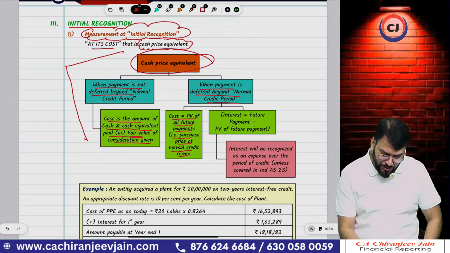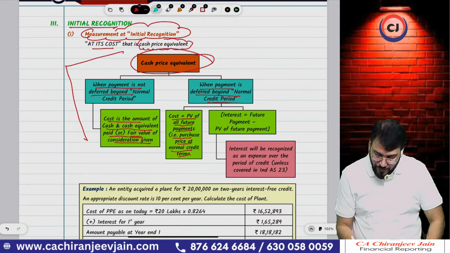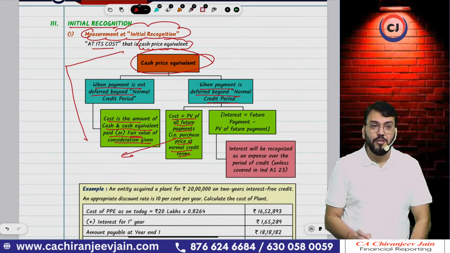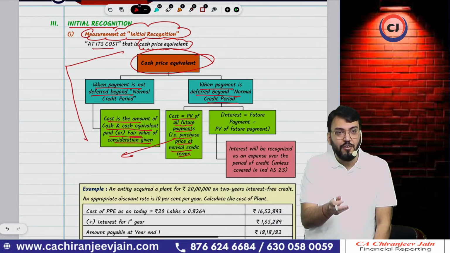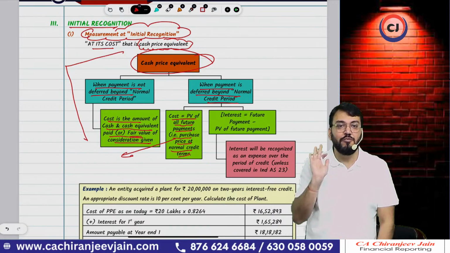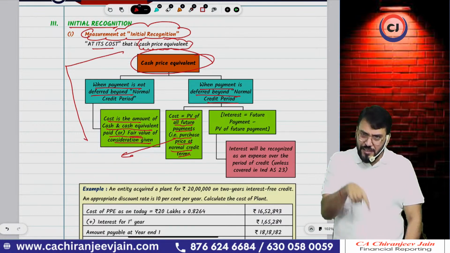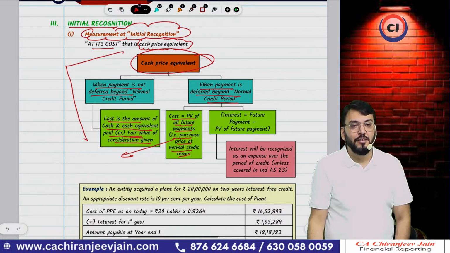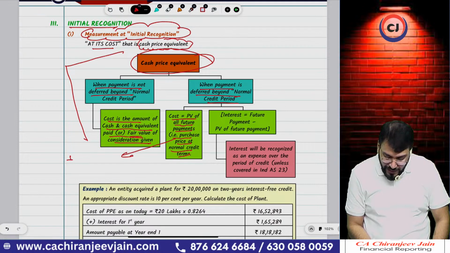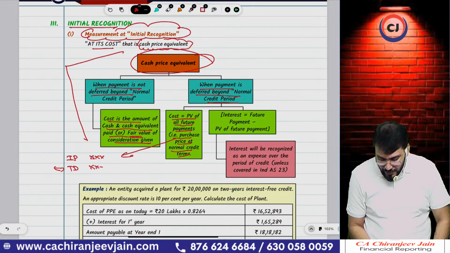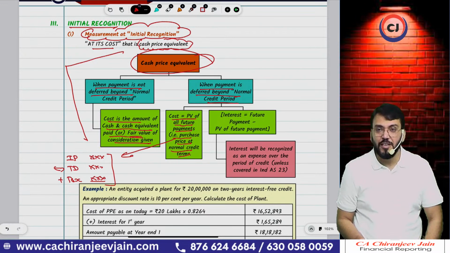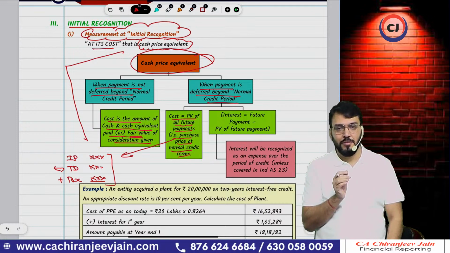Remember this, you have just done it. What will happen after 6 months? Understood? For now you need to retain it. After 6 months you will forget, for that revision is required. So purchase price, write it down. Purchase price means invoice price, minus trade discount, plus taxes. Which taxes? Non-refundable duties and taxes. Simple.